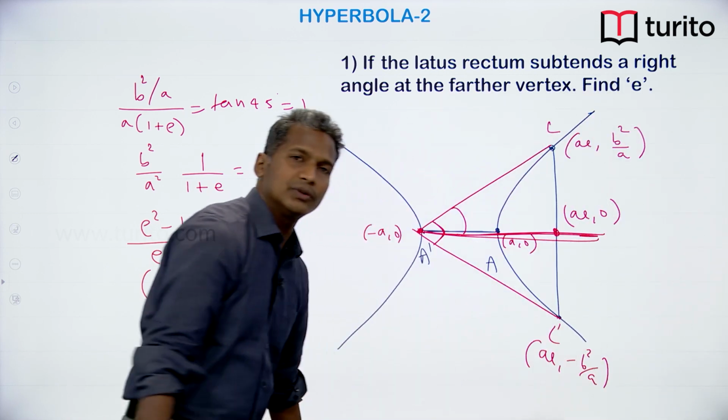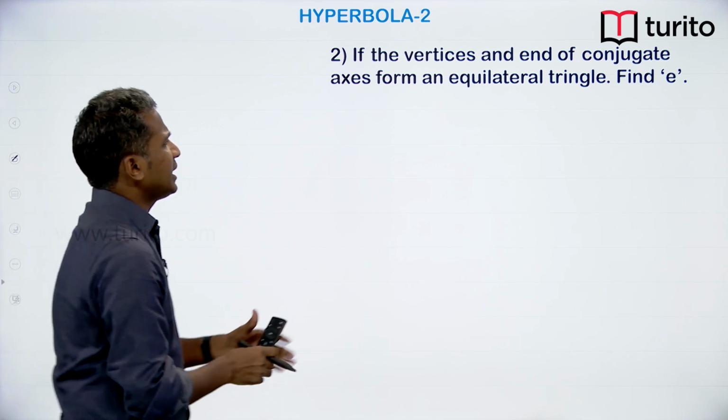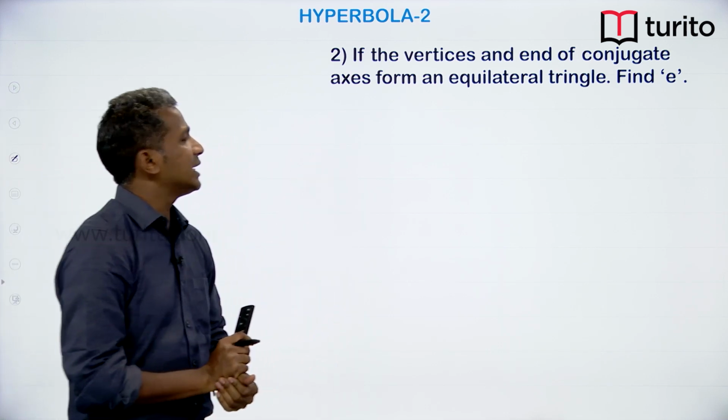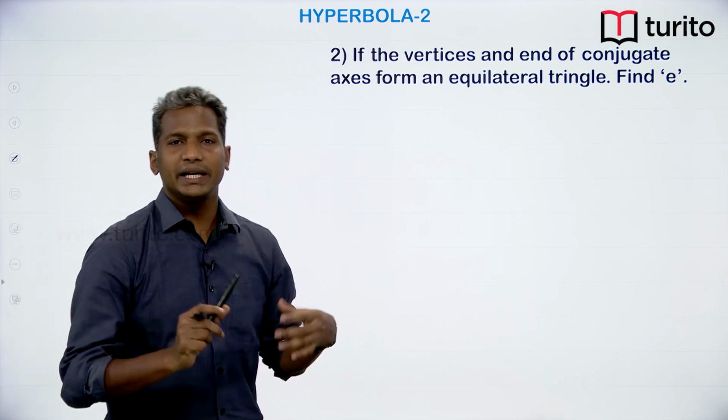Can we move on now to the next problem? Okay, next. If the vertices and the ends of the conjugate axis form an equilateral triangle, find e.